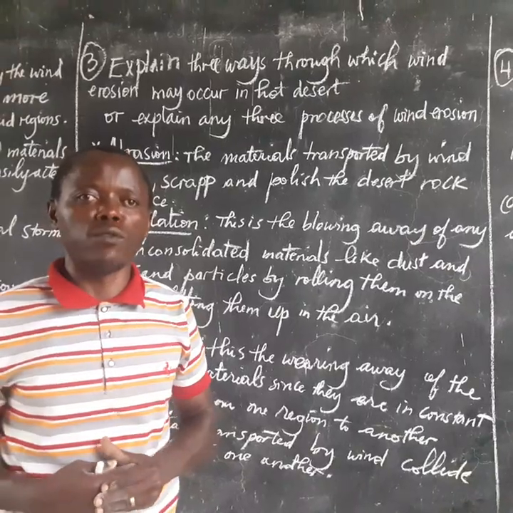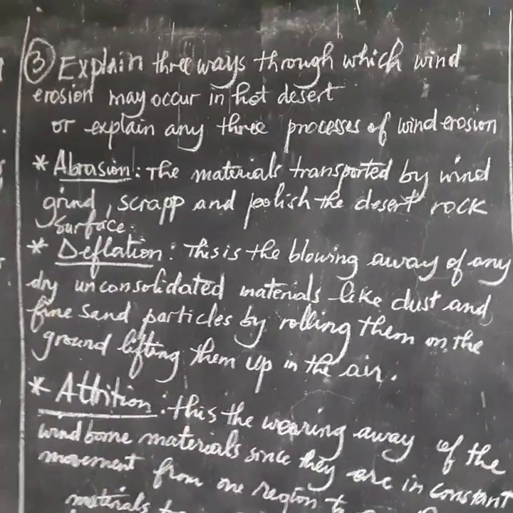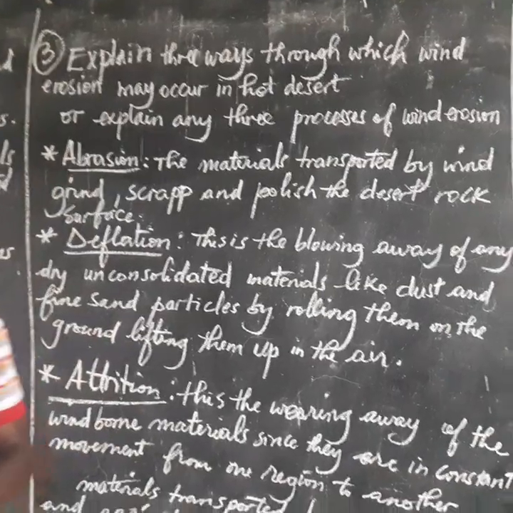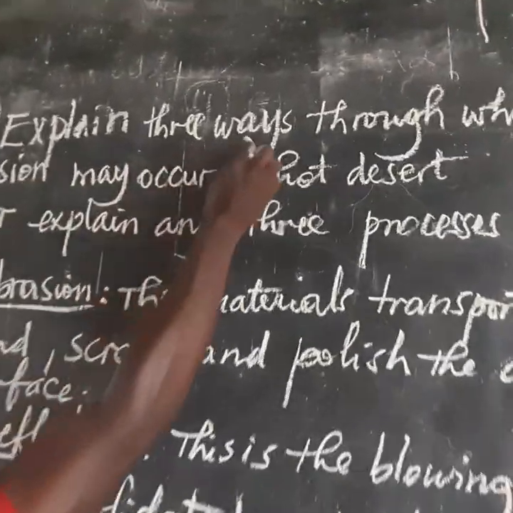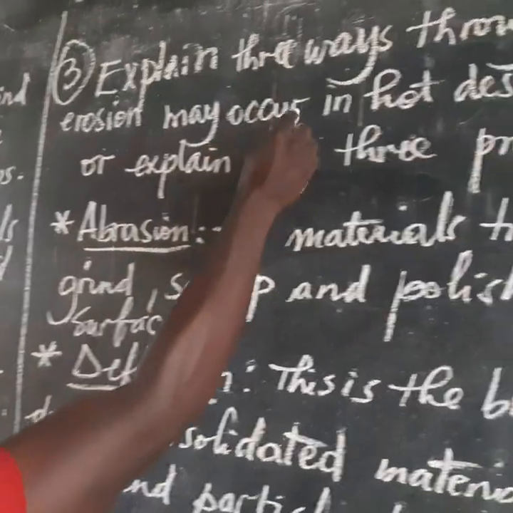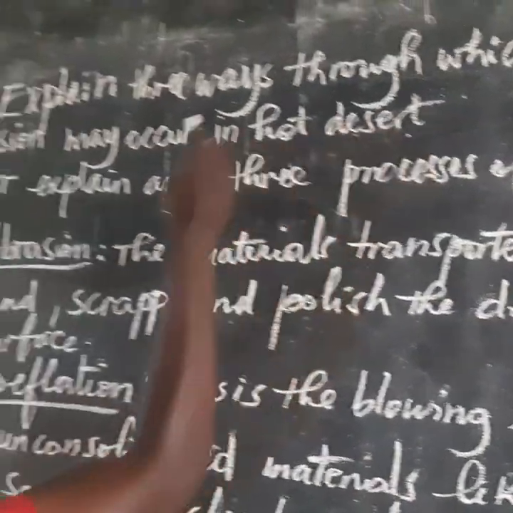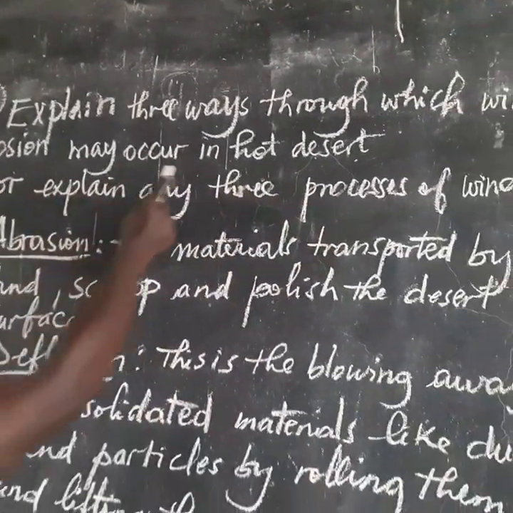Physical geography, where today we are still on the action of wind in deserts. Today I come up with a good question which is asking, explain 3 ways through which wind erosion may occur in hot desert.